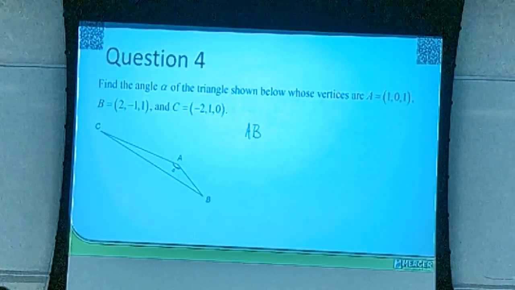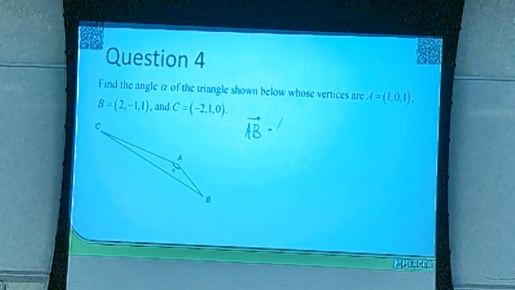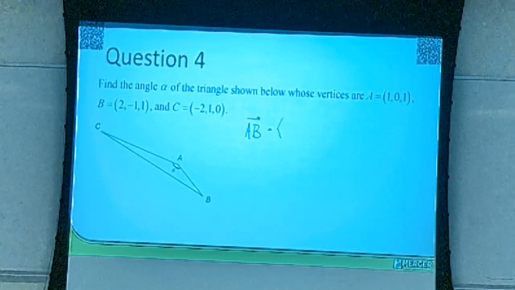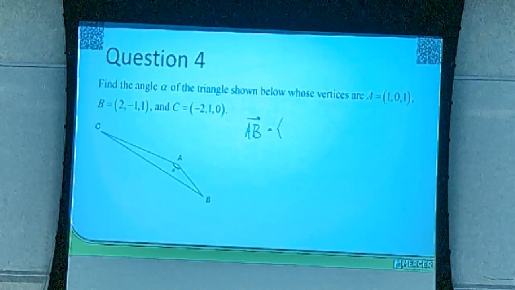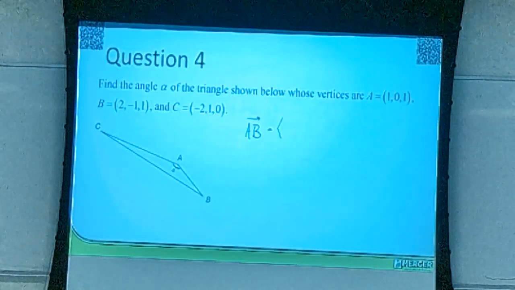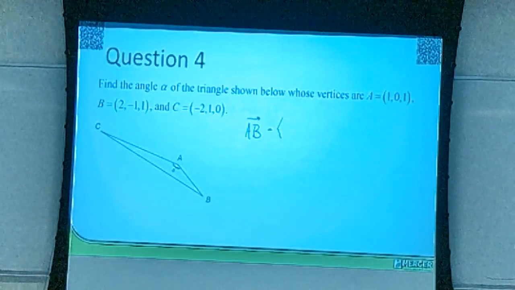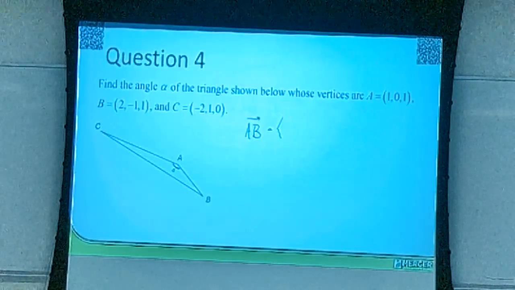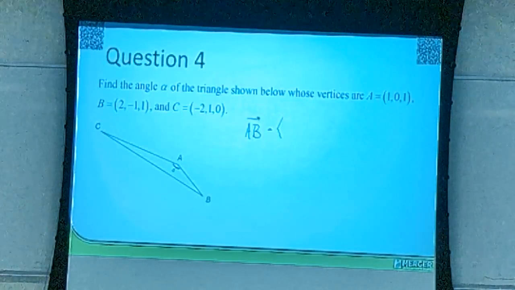And we're going to first need AB as a vector. What is AB as a vector? Component form? 0. What was it?